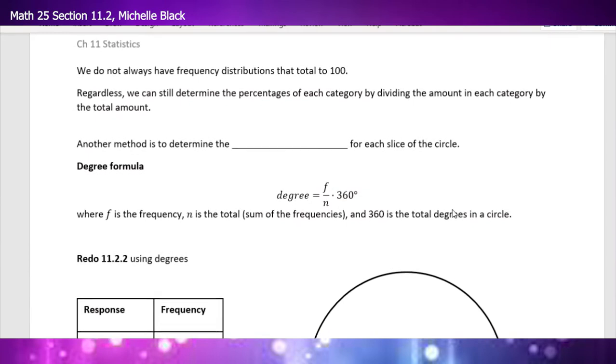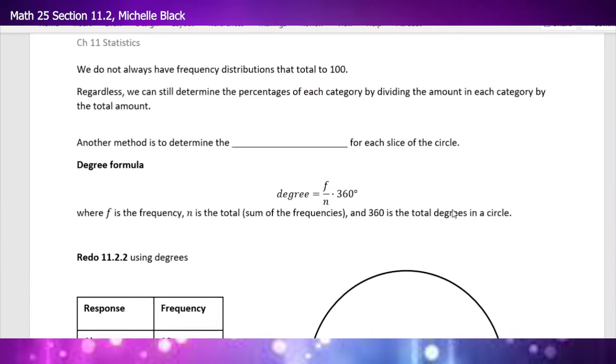Now, I mentioned that we were really fortunate that our distribution added up to 100. The reason we were so lucky is because it made our percentages very easy to calculate. However, regardless of what your distribution totals to, you can still determine your percentages by just dividing the amount in the category by the total amount. So let's say our last problem was only out of 98, and in my first category I had 10 responses, I would have done 10 divided by 98 instead of 10 divided by 100.